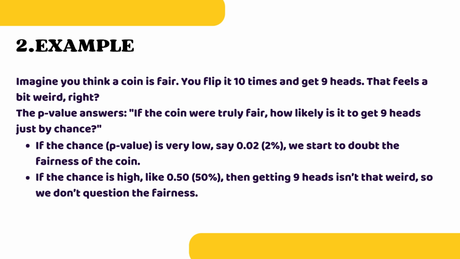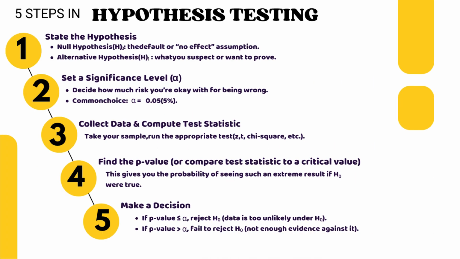To wrap it up, hypothesis testing follows 5 clear steps. First, state your null and alternative hypothesis, then set your alpha, collect data, and calculate test statistic, find the p-value, and finally make your decision. So that's the complete cycle.